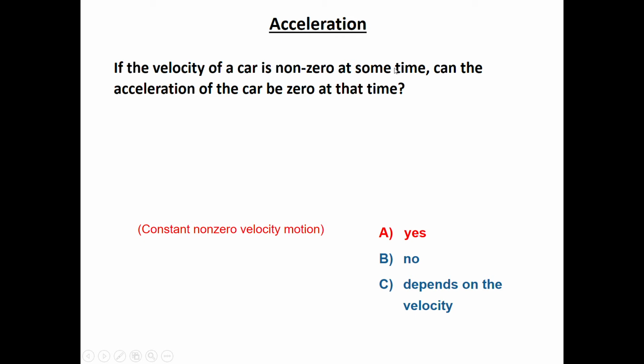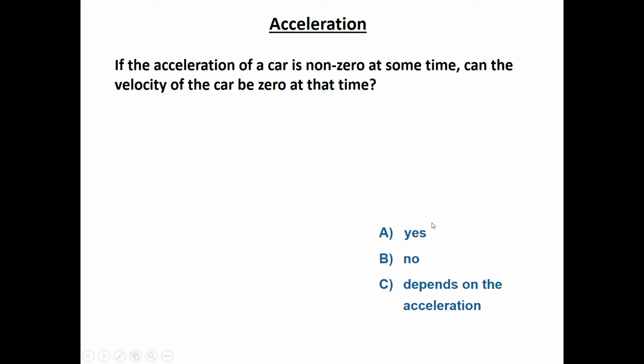Can it ever have a zero acceleration? Well, yes, that's what constant velocity motion means. If I'm moving in the plus x direction at constant speed, that's zero acceleration. If I'm moving in the negative x direction with constant speed, that's zero acceleration. So both of those would be examples that would allow us to say yes there.